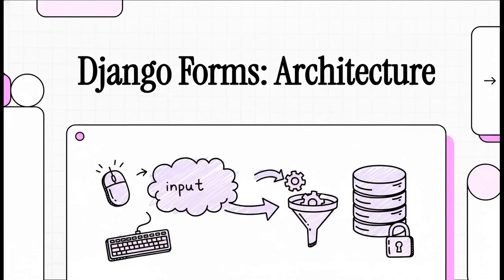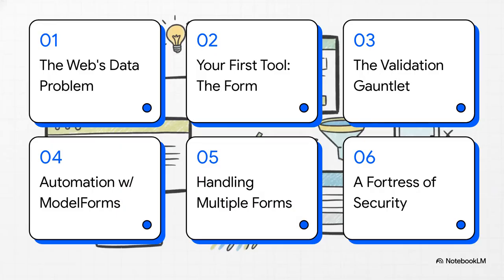exact purpose, Django Forms. All right, so here's our game plan. We're going to start with the core problem that Django's trying to solve. Then we'll get into the tools it gives us, from the basic form all the way to the superpowered model form. We'll see how it runs data through a validation gauntlet, how it manages whole collections of forms at once, and finally, how this entire system is actually a built-in fortress of security for your app.